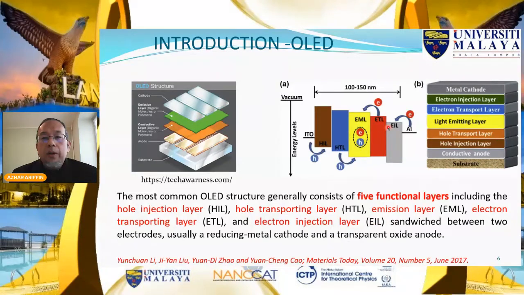All these five layers are made of organic material, and they are sandwiched between two electrodes, usually a reducing metal cathode and a transparent oxide anode.